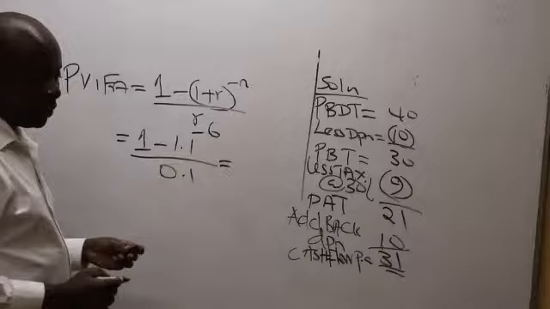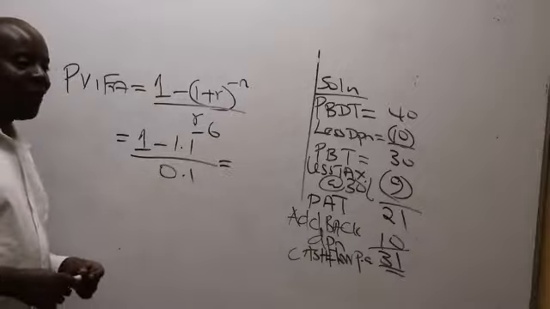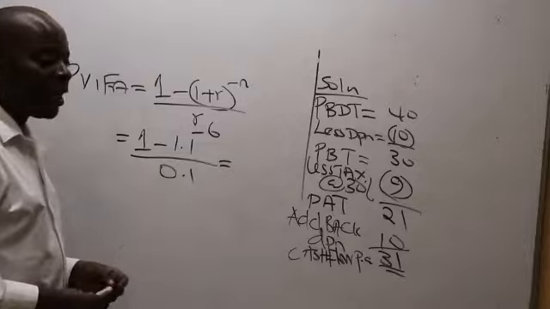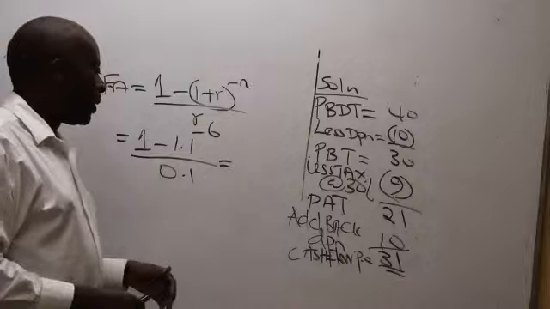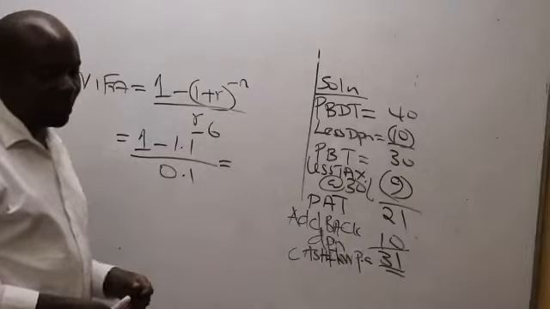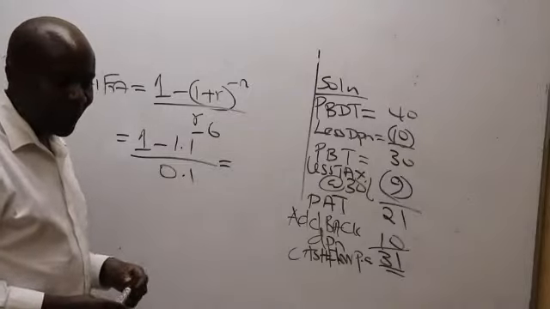Could you kindly give me this figure? When you say 1 minus 1.1 raised to negative 6, and then ultimately you divide by 0.1, what figure are we getting here?